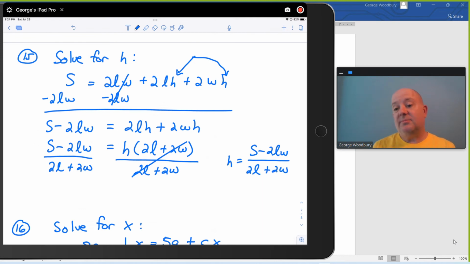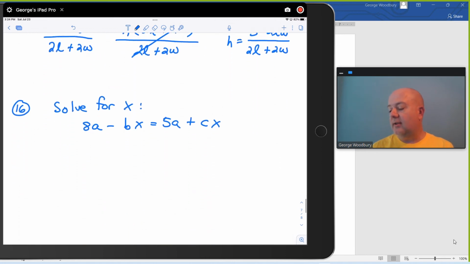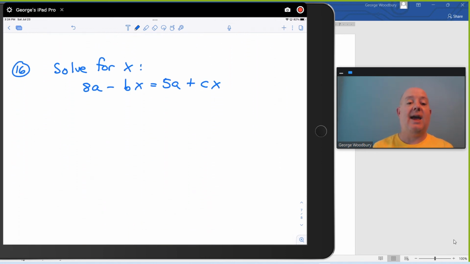One more similar type of problem. It says solve for x. I've got 8a minus bx equals 5a plus cx. So this time the variable I'm solving for has a term on each side of the equation. I need to collect those together first. Because the bx is negative, I'm going to add it to both sides. So I'm going to add bx to the left and right sides.